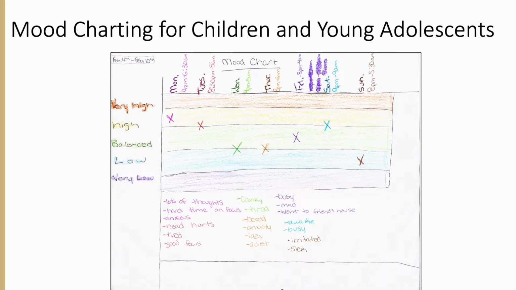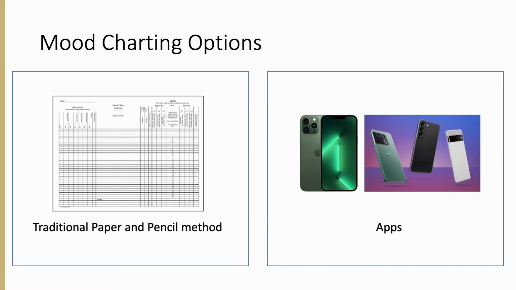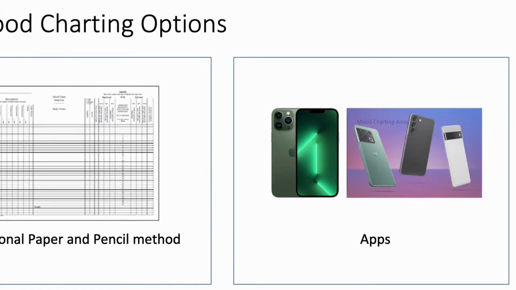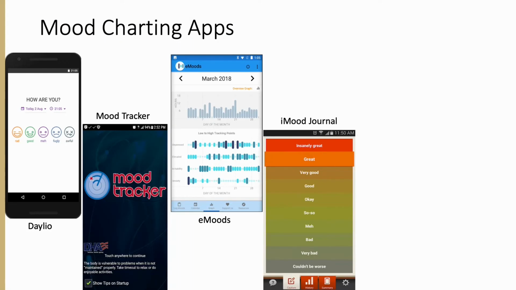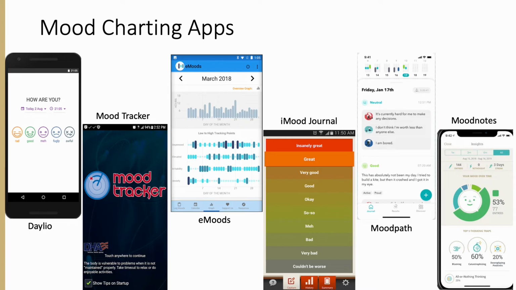For many children and young adolescents, constructing their own mood charts can be more engaging, creative, and fun for them, as is shown in this example. Phone apps are now the very common way that patients keep track of their moods. There are a number of very good apps available for patients to download, some free and others for a generally low cost. These are 6 commonly used apps and are available for both Android and iOS systems.